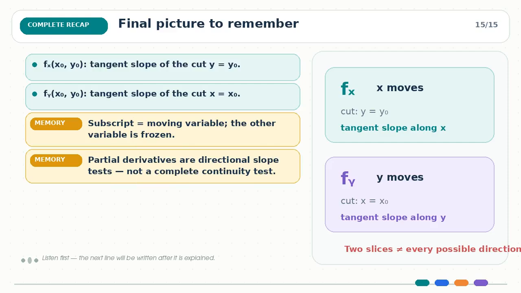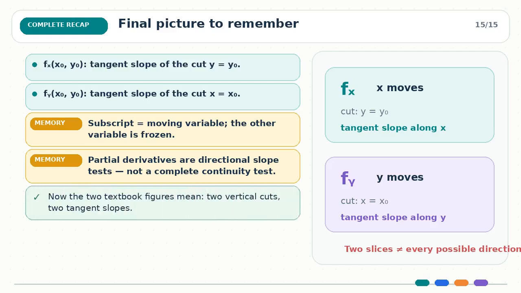Finally, partial derivatives are directional slope tests. By themselves they are not a complete test for continuity. Now the two textbook figures have one clear meaning: two vertical cuts through one surface producing two tangent slopes at the same point.